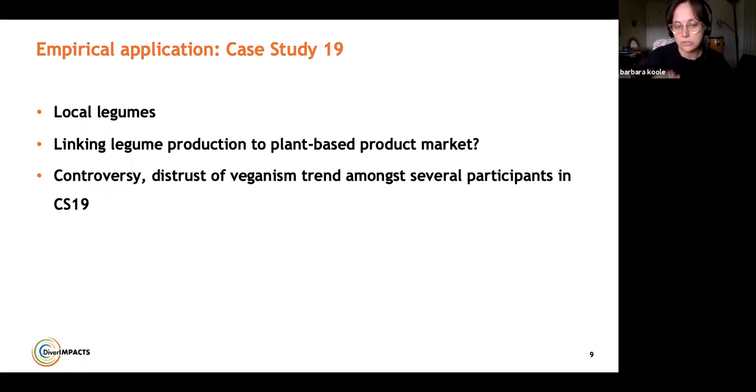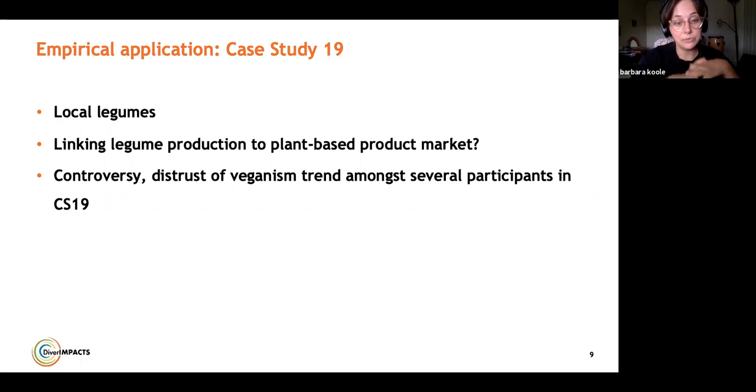So this was a case study bringing together a lot of different actors from different backgrounds, such as farmers, researchers, but also somebody from a food cooperative and a large Swedish environmental NGO, really to try to tackle this problem from a lot of different angles. One thing that was quite logical at the start of the project was that, at the same time as their wish for diversification through local legumes, there was a very much growing plant-based product market in Sweden and a rising trend of veganism in Sweden.